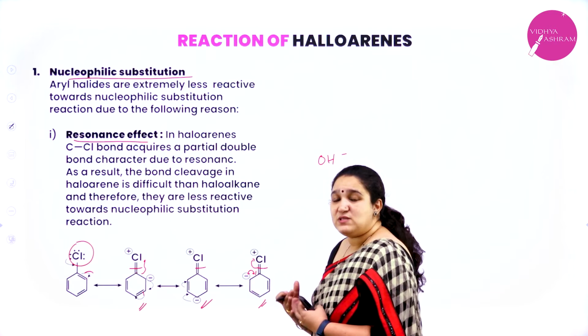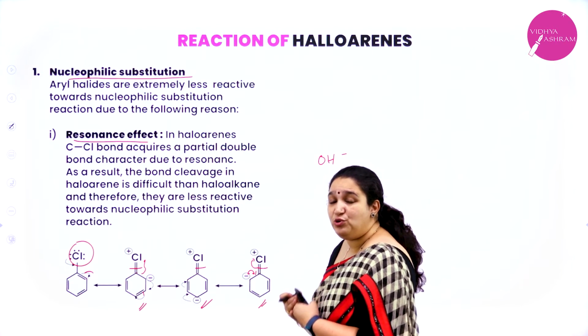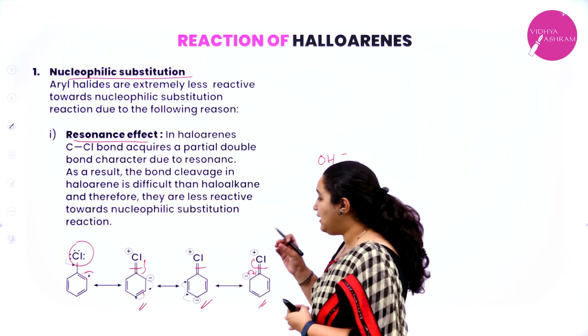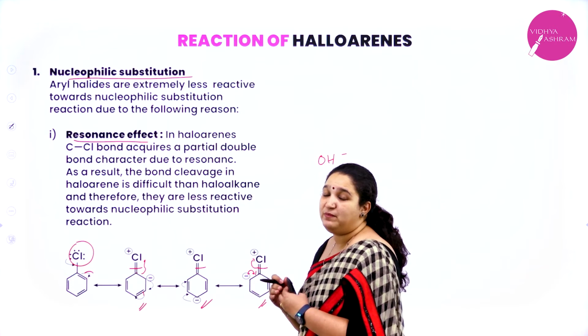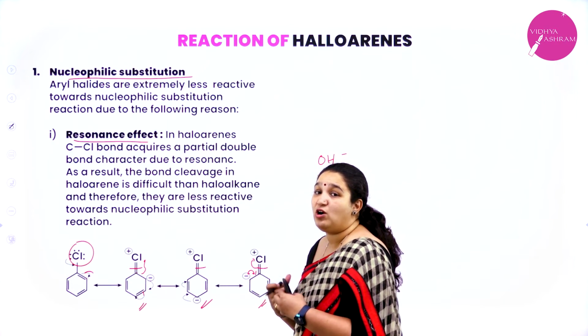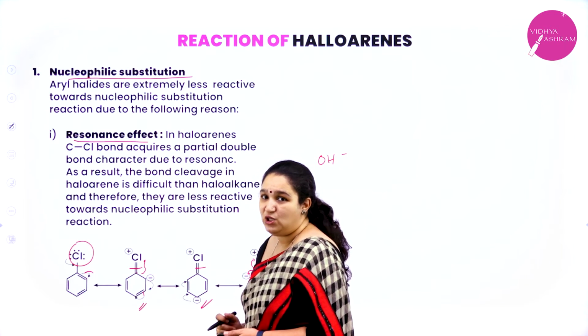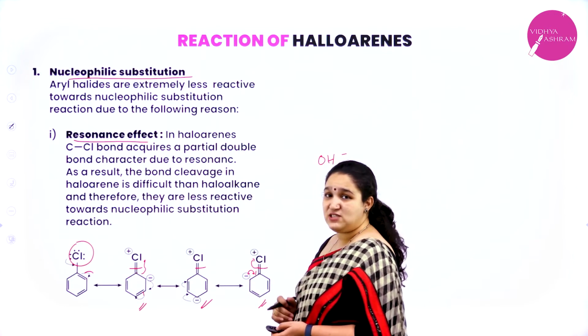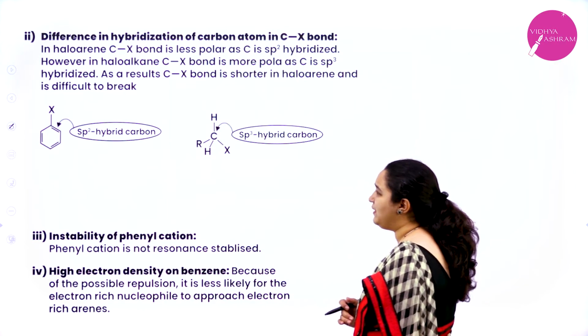So it becomes difficult for nucleophilic substitution reaction due to resonance and also the double bond character between the halogen and the carbon atom. It takes a lot of energy to break those bonds and be substituted with the nucleophile. So this is the first reason. The second reason is difference in hybridization.